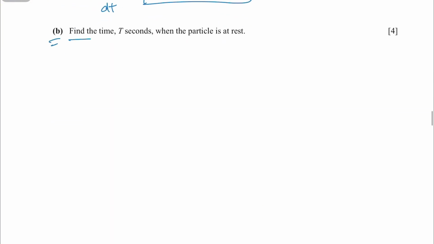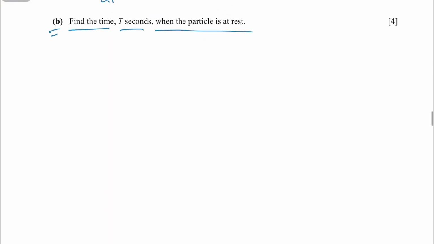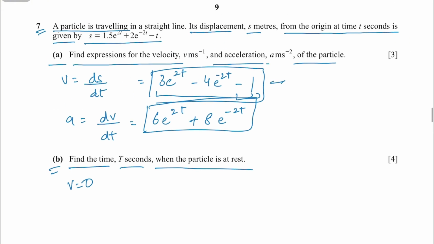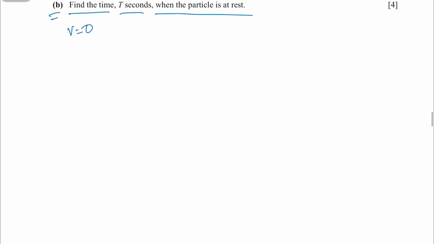Now moving on to part B, which is find the time t seconds when the particle is at rest, which means v equals 0. Now let's just simply equate v equals 0 in this equation. So this would look like 3e power 2t minus 4e power minus 2t minus 1 equals 0. Let's just simplify this a little bit.